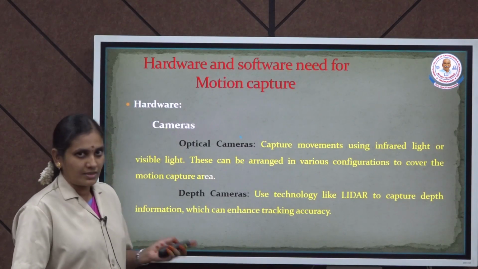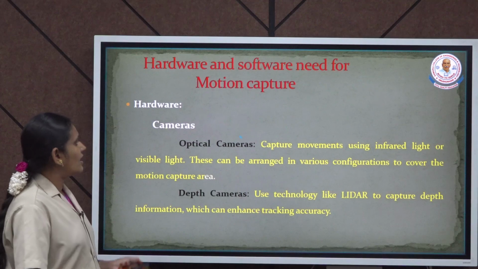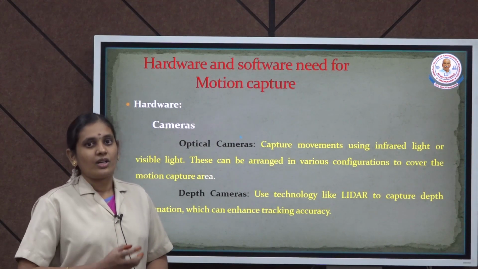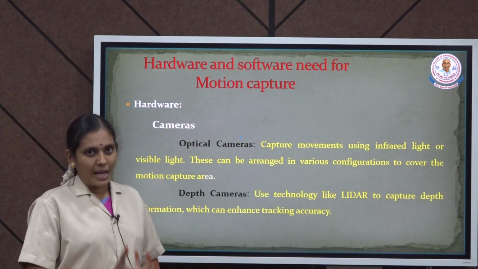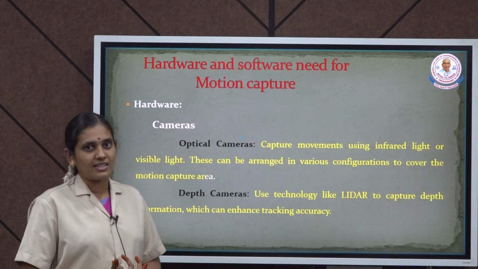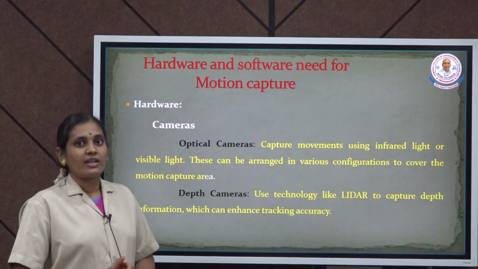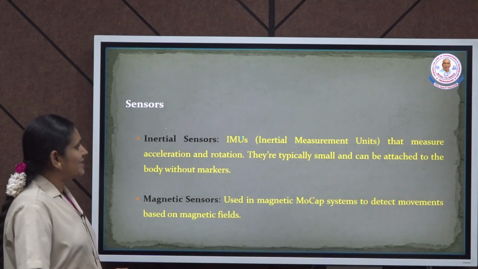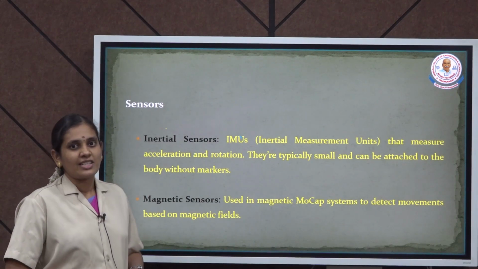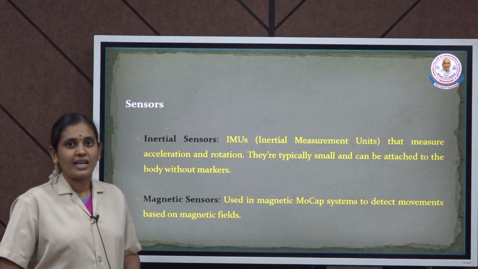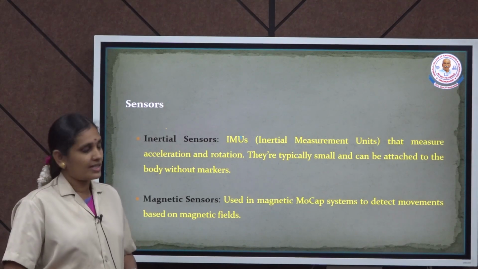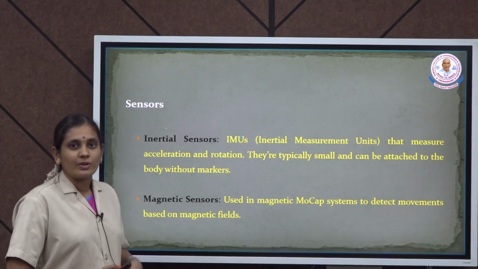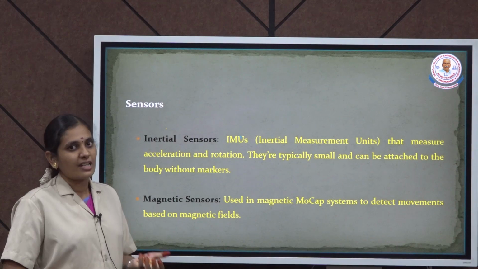Hardware and software needed for motion capture. Cameras: optical camera and depth camera. The optical camera uses infrared light. Based on the infrared light emitted by the camera, the motion of the actor is captured, and the depth camera is used to get the depth information of the actors. Sensors: inertial sensors. An inertial sensor is mainly used to measure the acceleration and rotation of the object. Magnetic sensor. A magnetic sensor is used to detect the magnetic field emitted from the source.